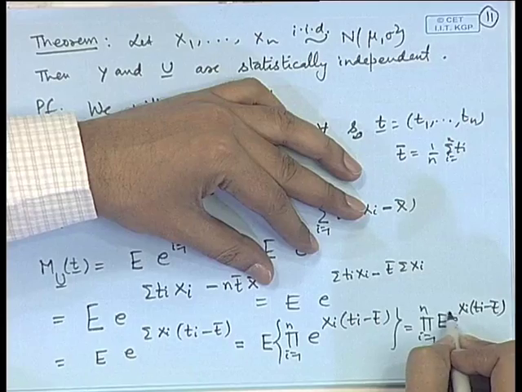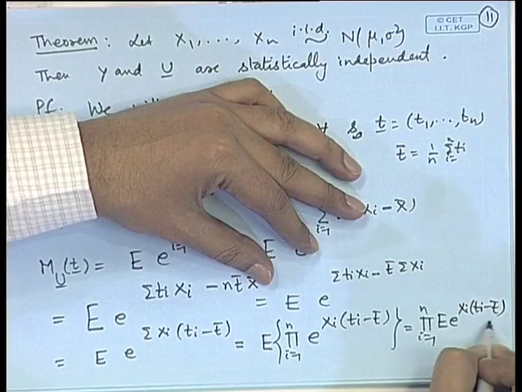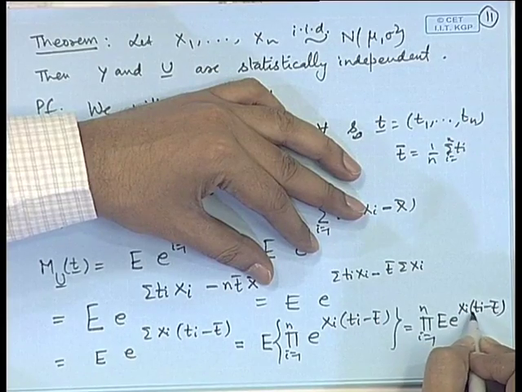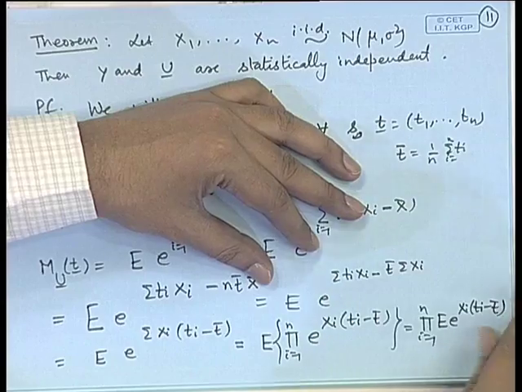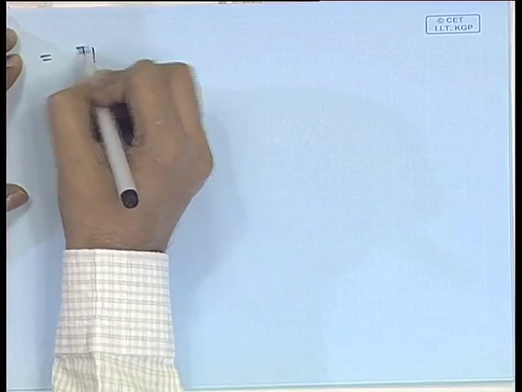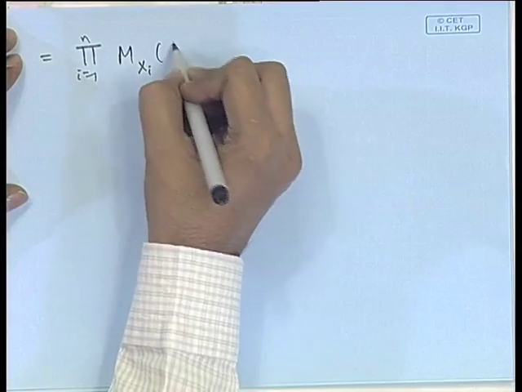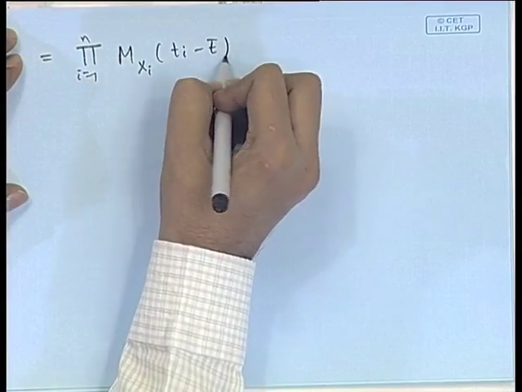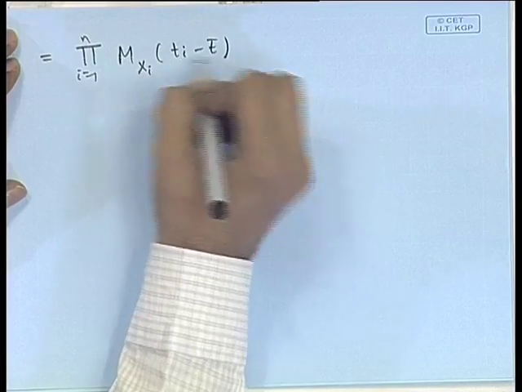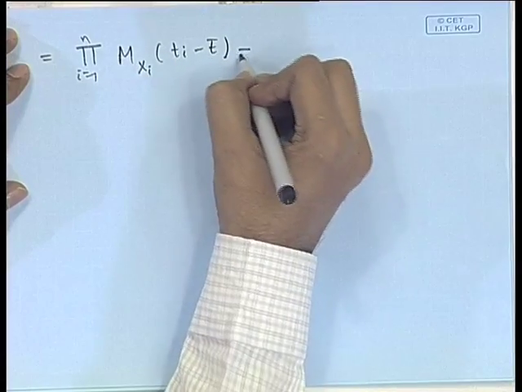However, you notice that these expectations are nothing but the moment generating functions of x_i at the point t_i minus t bar. So, this is equal to the product of the moment generating functions of x_i at t_i minus t bar. Since the x_i's are normal, we know these values. So, we substitute it here.